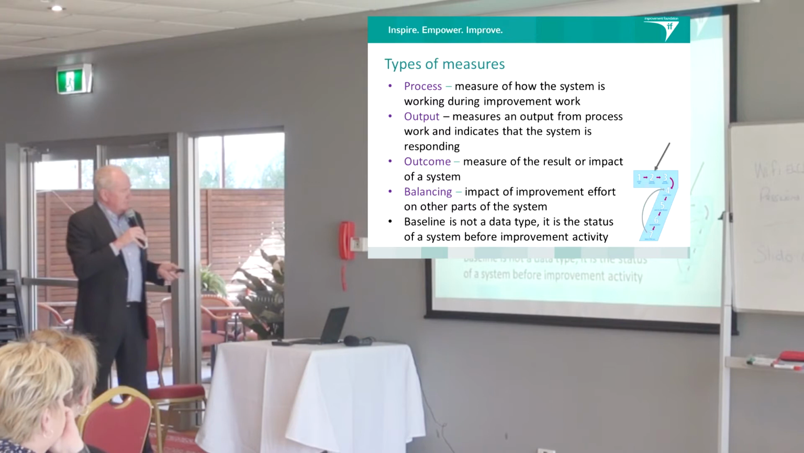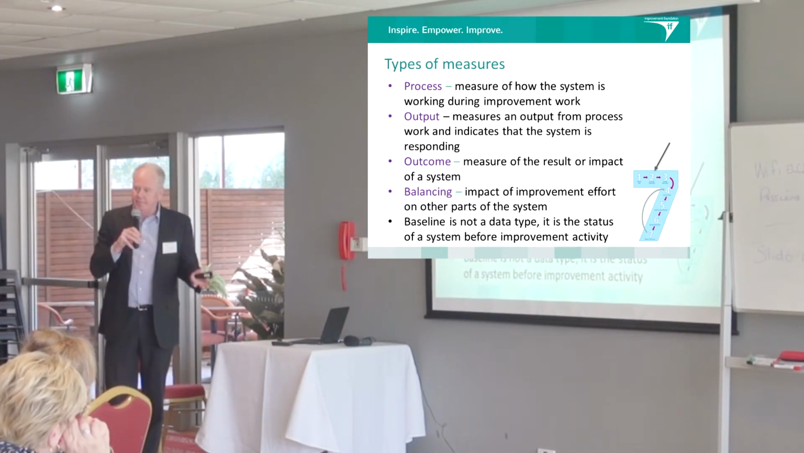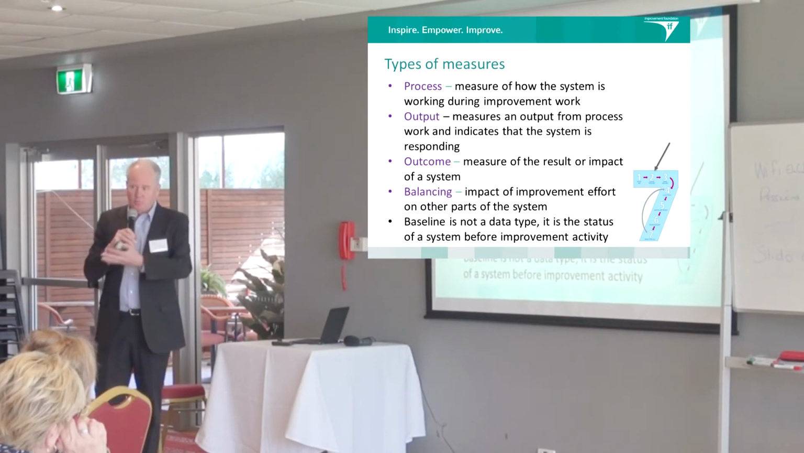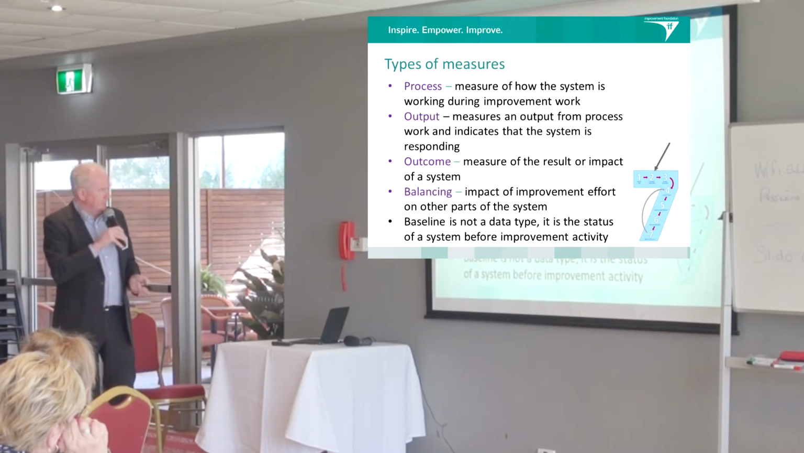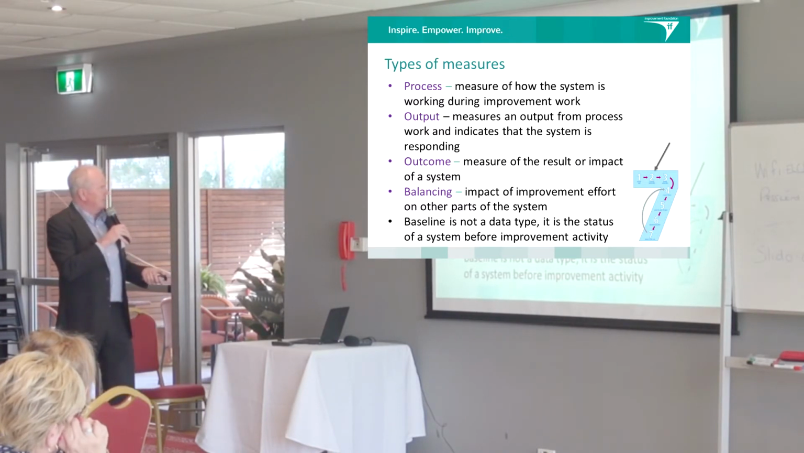Balancing indicators are where you take an indicator from another part of the system. If you're worried about putting in a change that might impact another part of your system, you want to get that measured so you can make sure it doesn't have a perverse impact on another part of your system. We've got an example coming up in hospital too.